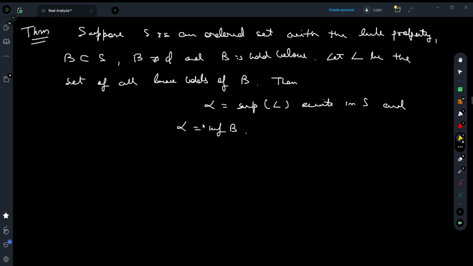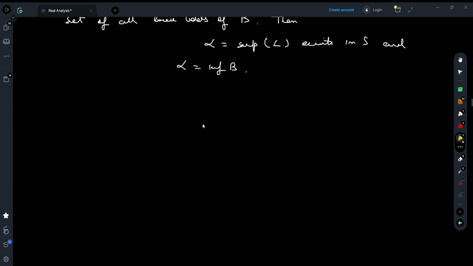So let me make the theorem a bit clear. We take an ordered set which has the least upper bound property. Then we take a set which is bounded below. And we show that the supremum of the set of all lower bounds of the set B is indeed the greatest lower bound of the set B.